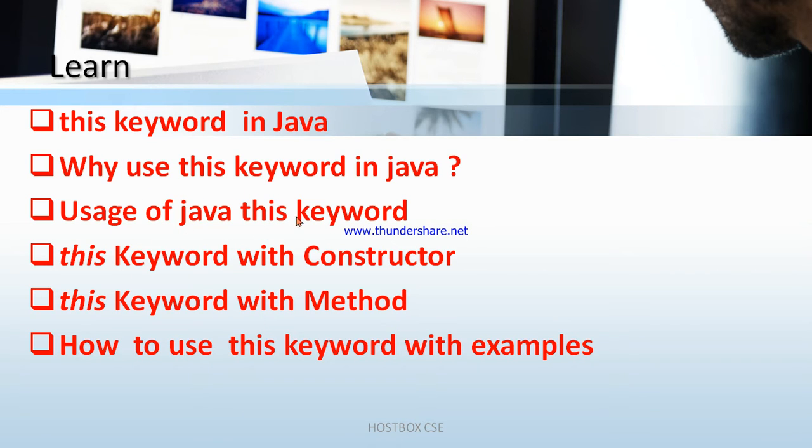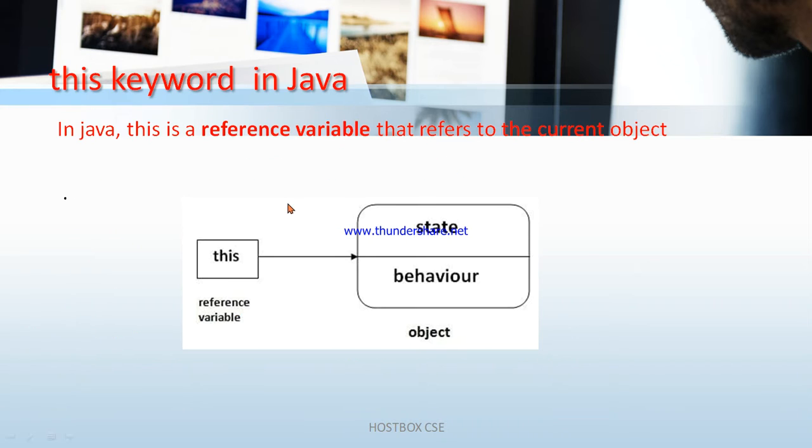We will also see the this keyword with constructors and methods, and how to use it with examples, like this dot and this of, with constructors and methods. Let's go for the this keyword in Java. In Java, this is a reference variable that refers to the current object, where we have a diagram of a reference variable with the state and behavior of the object. So remember, it's a reference variable that refers to the current object of the program.